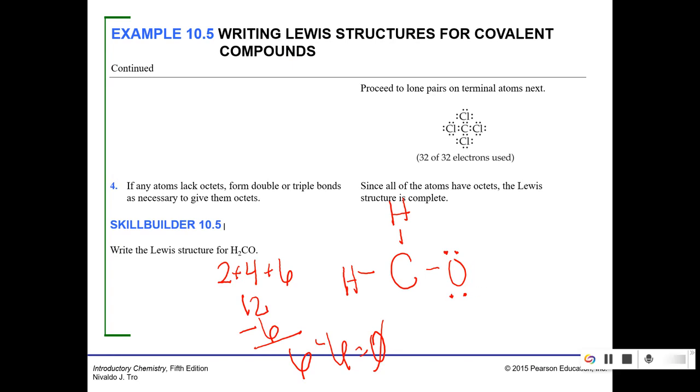Carbon only has 4, you double bond. Remember, only CNOPs can double and triple bond. It is very important that you remember only CNOPs.